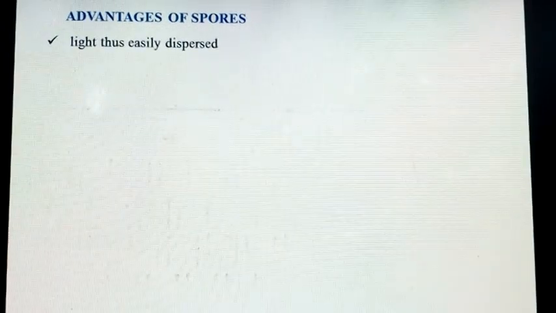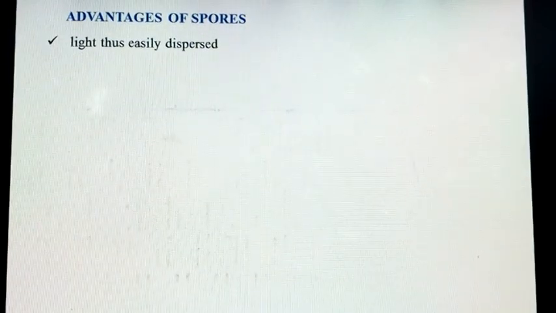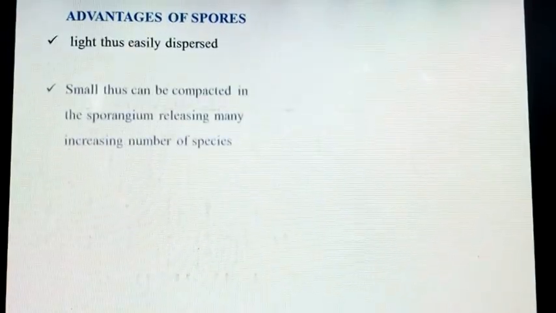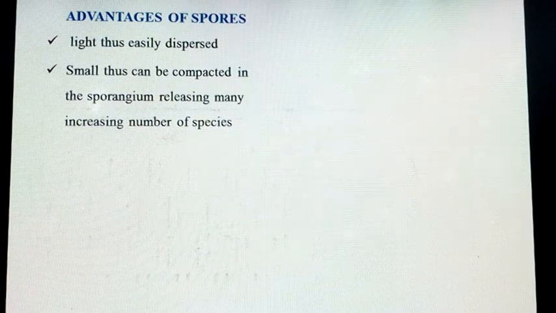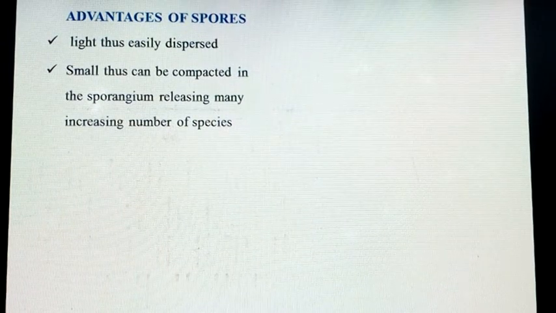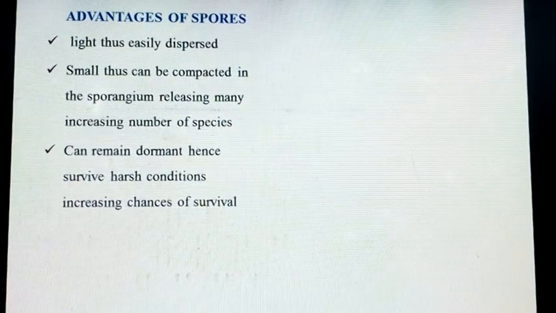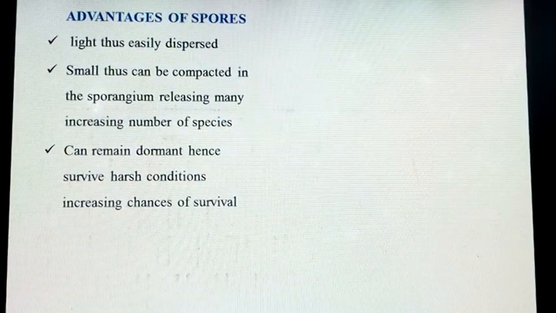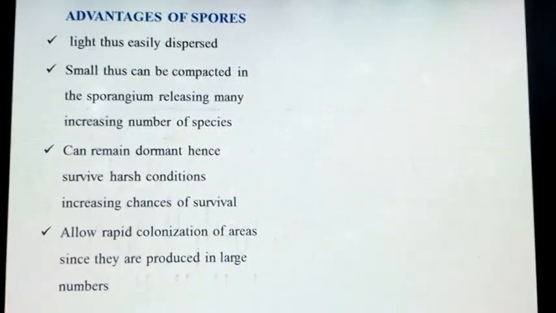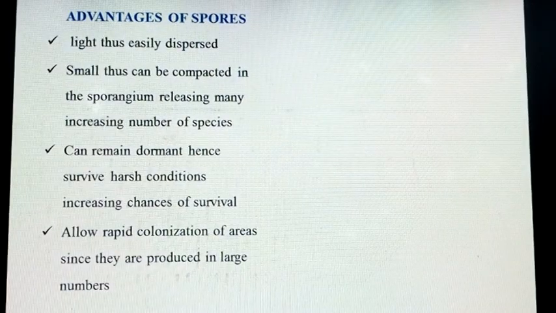And this mode of reproduction has its advantages and also shares some disadvantages. Among the advantages include spores being light, therefore easily dispersed. The other is that they are small, therefore they can be compacted within the sporangium, which increases the number of spores. They can also remain dormant to survive harsh conditions, which increases chances of survival.